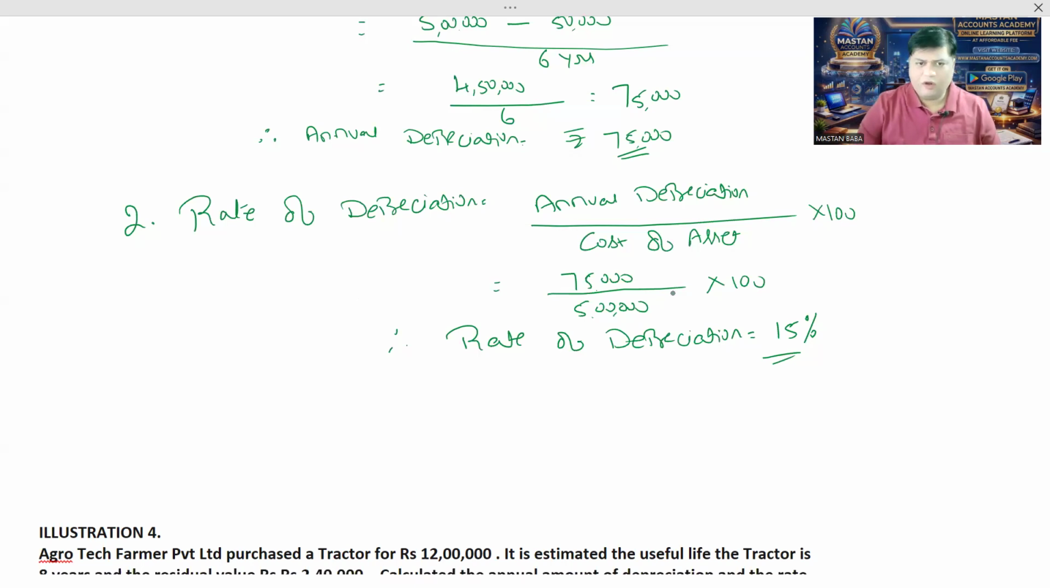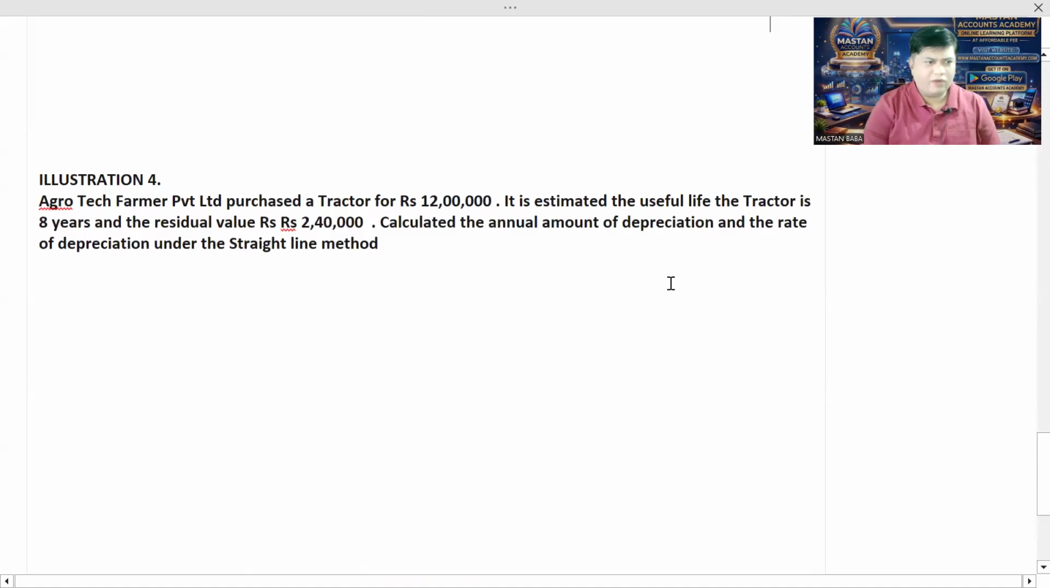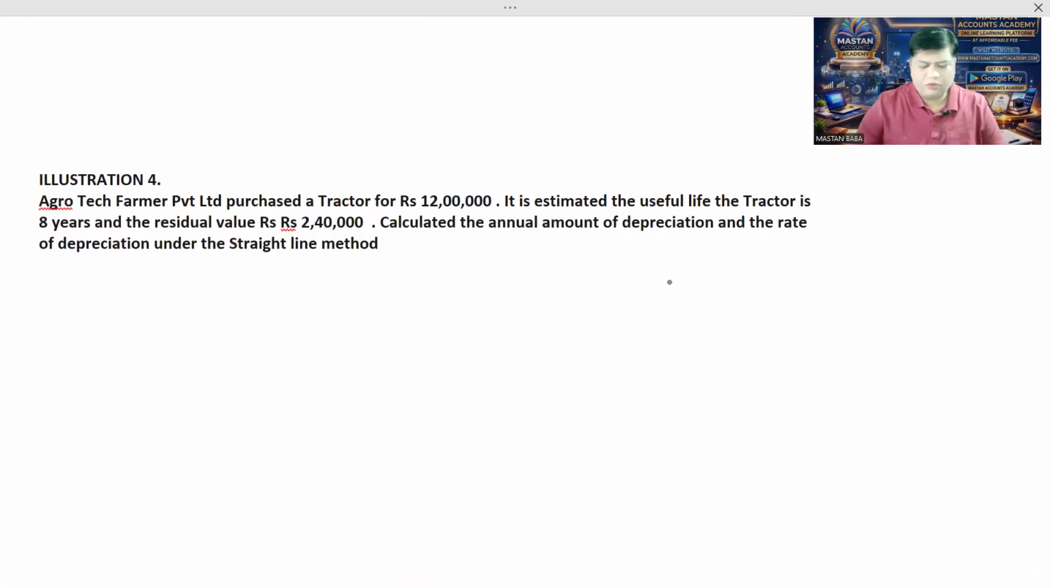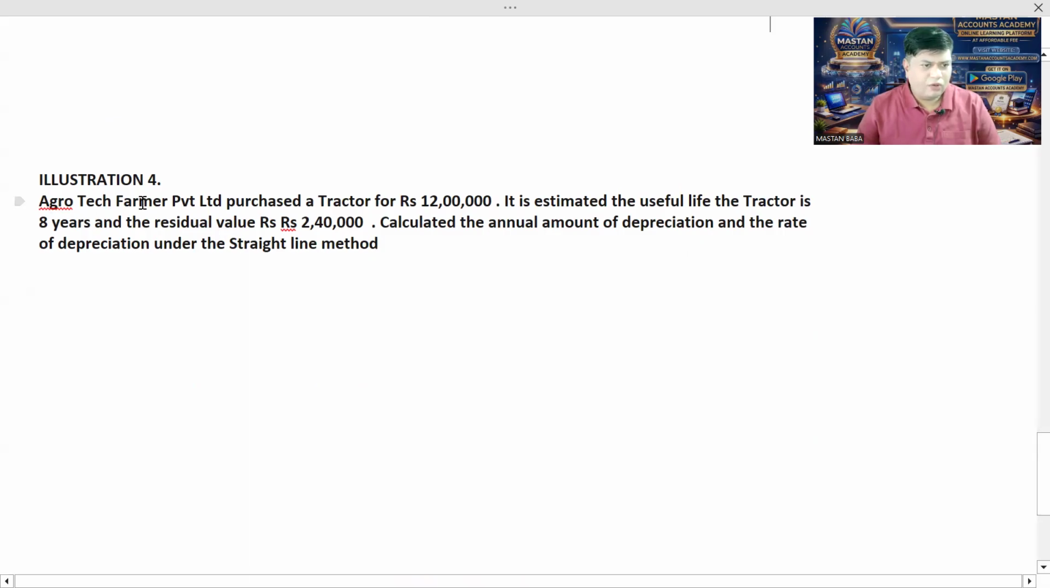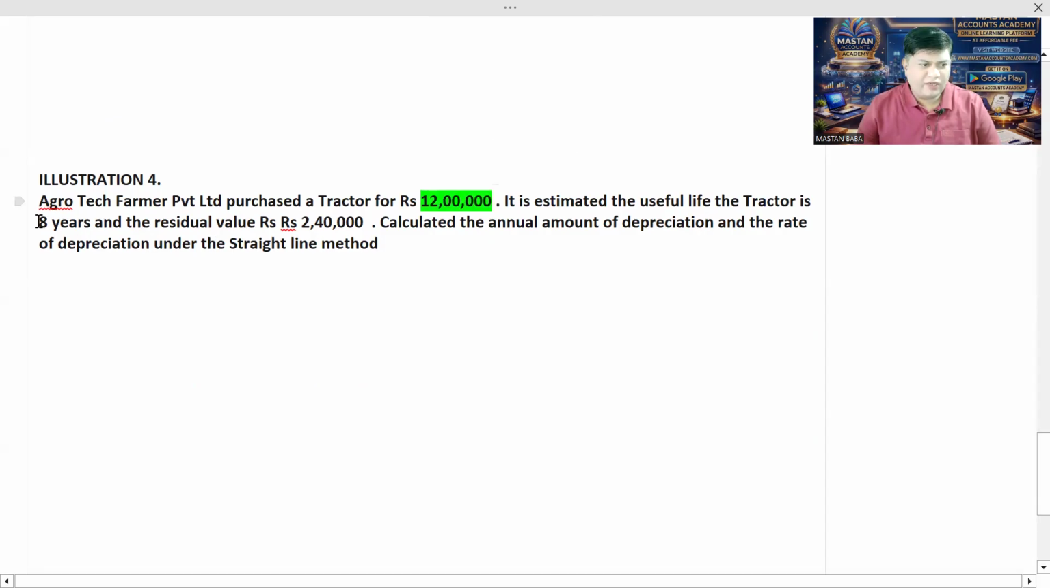Okay. And we'll do one more answer. This is the last one, the last model, and the next model will go for 5 marks. Next question, please go through it. Agrotech Farmer Private Limited purchased a tractor for 12 lakh. It is estimated the useful life of the tractor is 8 years.